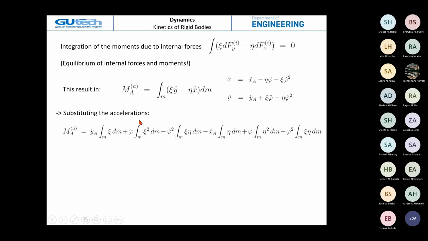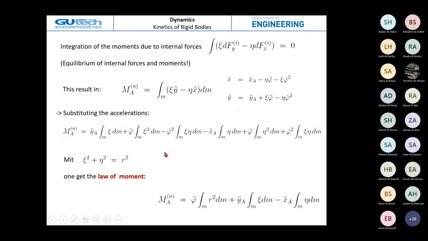We substitute, and we get the following relation, where we have, using Pythagoras, ξ squared plus η squared. It is only the distance between the point A and the point P, squared. Now we get here the law of moment.